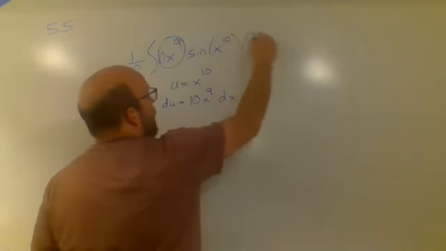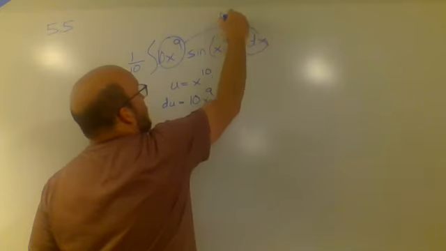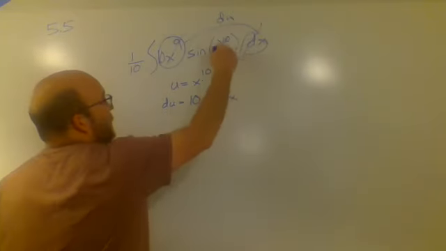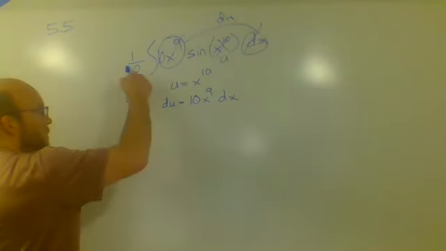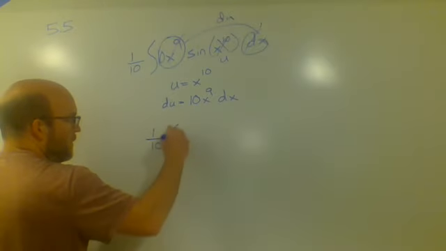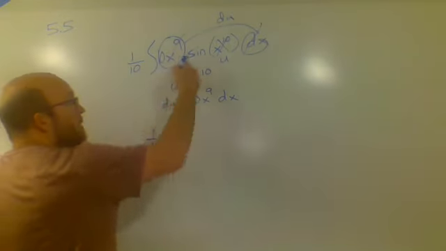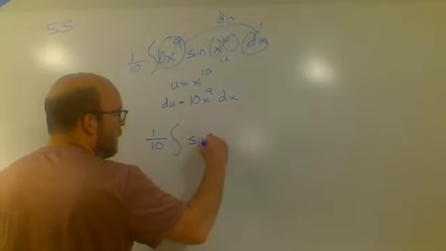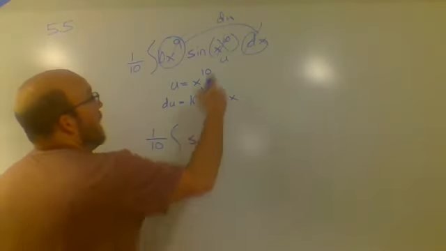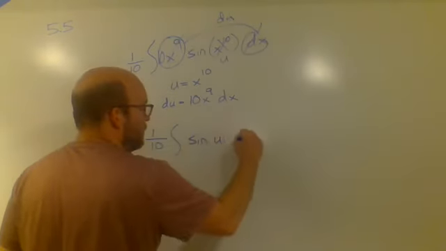10x to the 9th dx, that together becomes du. And of course, x to the 10th is just u. So what we're left with is the 1/10. We still have our integral. Sine did not change, but we're working with sine of u. And all this stuff became the du.